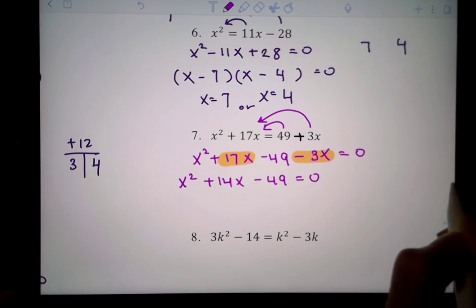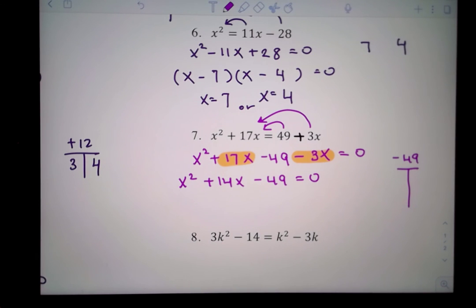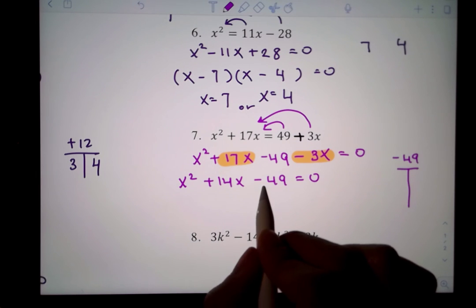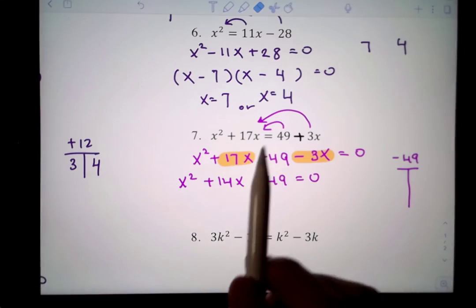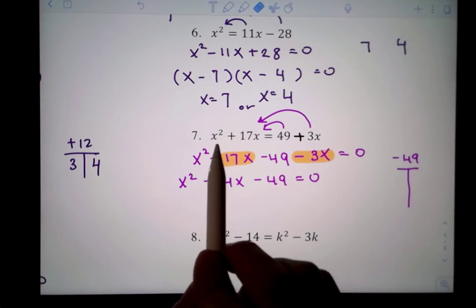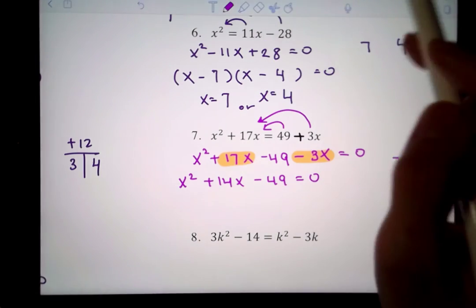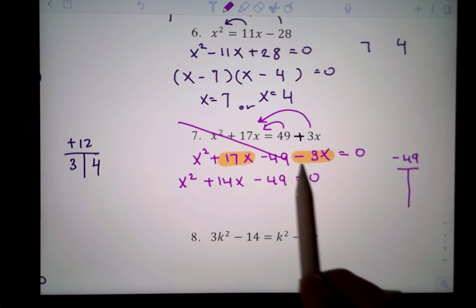So 49 and 14, negative 49. I think this question has something wrong. That's supposed to be positive. Oh man. So guys, probably there's some typo. I don't even know what I typed wrong. Let's get rid of this problem. You cannot solve this one. I'm deleting this question.